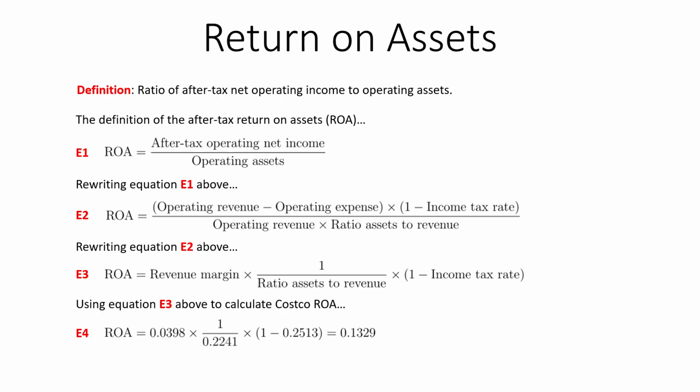And then what we want to do is use equation E3 above to calculate Costco's ROA, return on assets. So we go back to those slides, and we say that ROA equals revenue margin, which we calculated to be 0.0398, times 1 over the ratio of assets to revenue, which was 1 over 0.2241, times 1 minus the income tax rate, which is 1 minus 0.2513, and we get our return on assets, which is approximately 13.29%, which is pretty good.